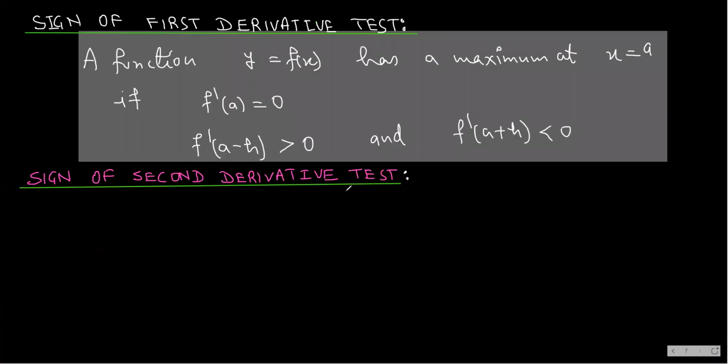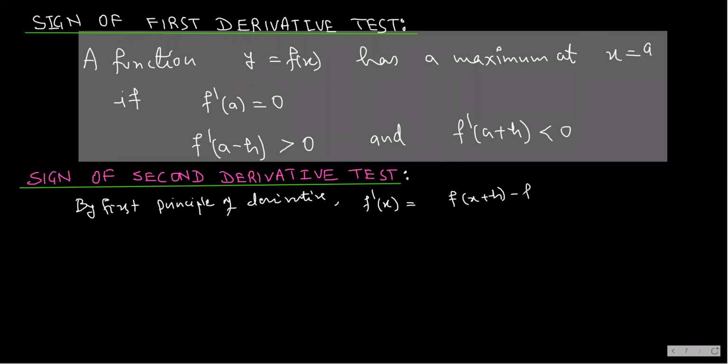Now students, by the first principle of derivative, we all have studied that f dash x is equal to the limit, as h tends to 0, of f of (x plus h) minus f of x, upon h.